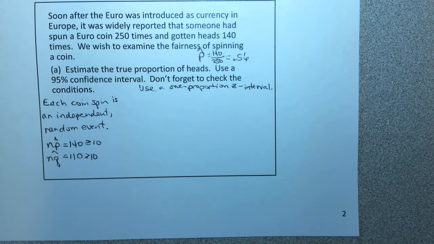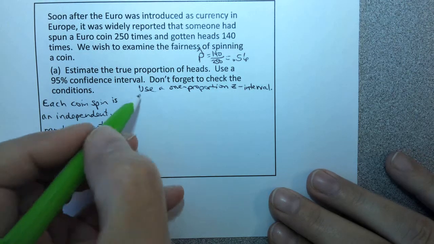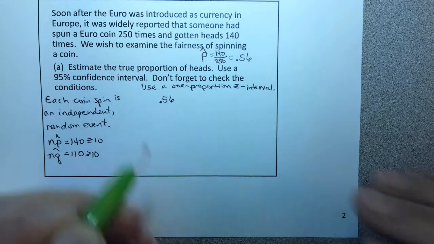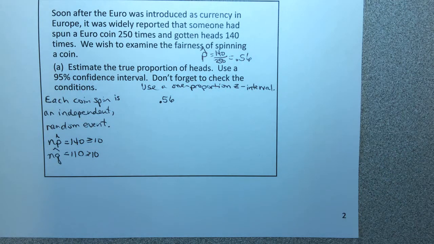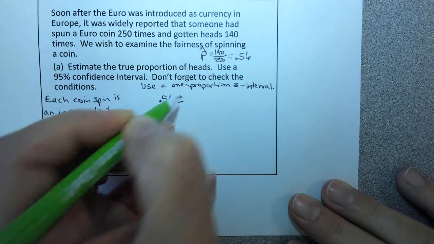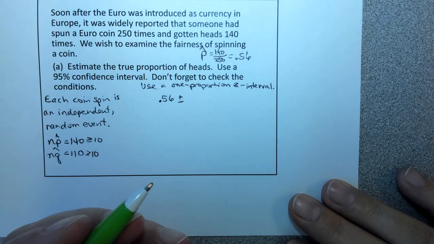Okay, mechanics, short and sweet. We have a formula. We stick numbers in the formula, and then we let the calculator finish it. So let's see. We start with p hat, which is a nice, pretty percentage, 0.56. I think I'll roll with that because that's a little easier than 140 out of 250. And plus or minus, what's the z star for 95%?